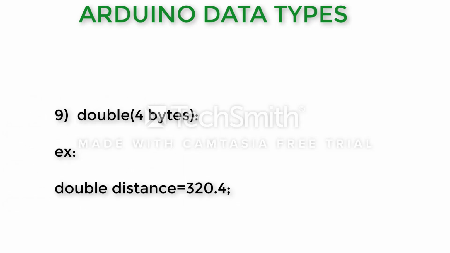Number 9. Double. The size of the double data type is 4 bytes of memory space in the Arduino Uno R3, which is basically the same as the floating point number, but it varies with the other Arduino boards up to 8 bytes. For example, let us consider a variable distance declared as a double data type with the value 320.4. Hence, the compiler will set that value as double and put it into the variable distance.